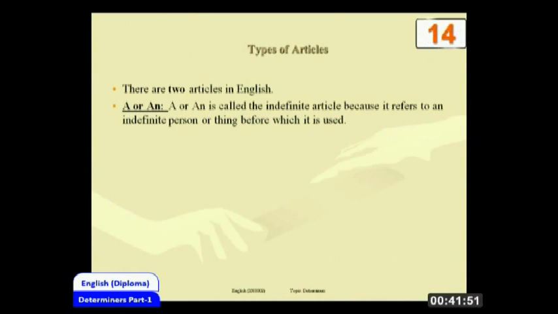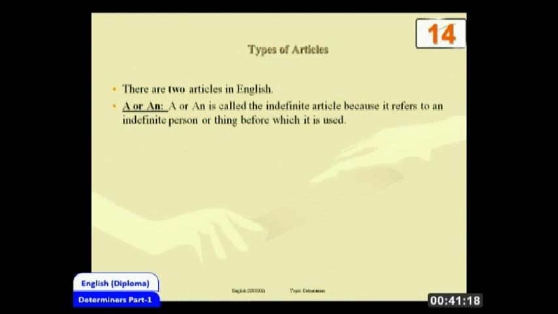A or AN is called the indefinite article because it refers to an indefinite person or thing before which it is used. Here the word indefinite is important. Indefinite, in other words, uncertain. Article A or AN is used before a noun which is uncertain, about which we are not much certain, about which we do not know much.